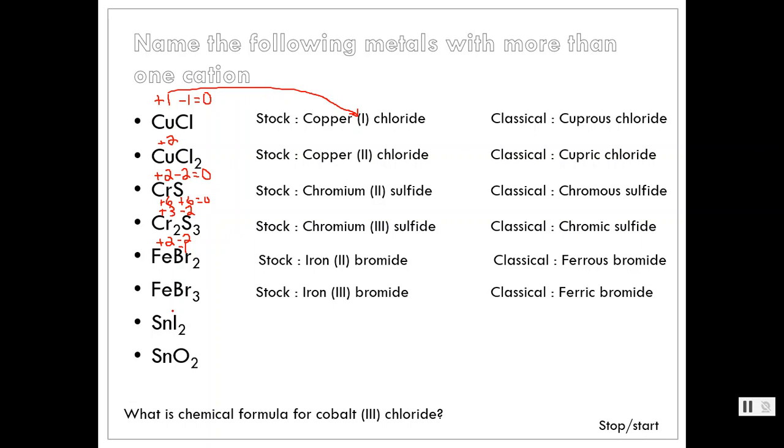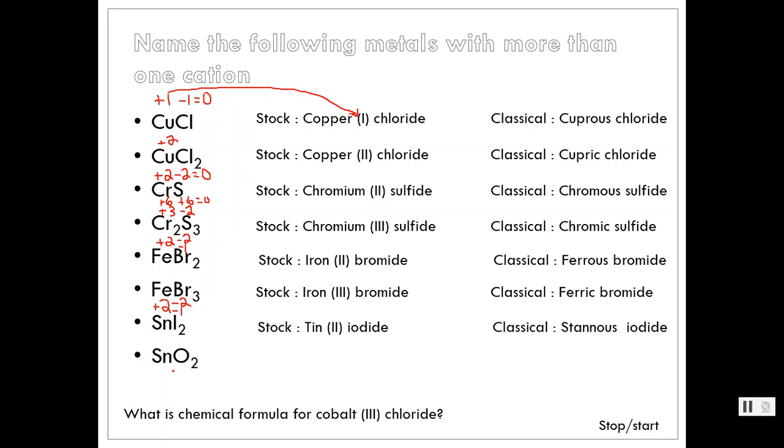SnI2, another halogen, iodine, -1. And there's 2 of them. So that is a -2 charge. So that means my tin must be a +2. So tin(II) iodide or stannous iodide.